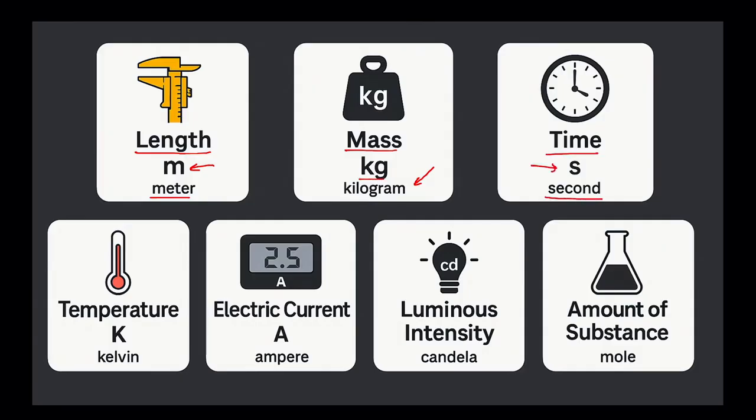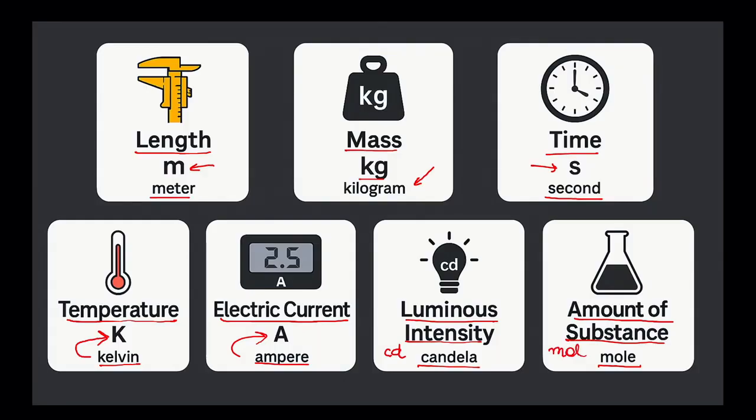The fourth fundamental quantity is temperature. The SI unit is Kelvin, which is represented by capital K. The fifth fundamental quantity is electric current. The SI unit is ampere and the symbol is capital A. The sixth fundamental quantity is luminous intensity. The symbol is small c small d and it is for candela. The seventh fundamental quantity is amount of substance. The SI unit is mole, which is having the symbol of small m-o-l.